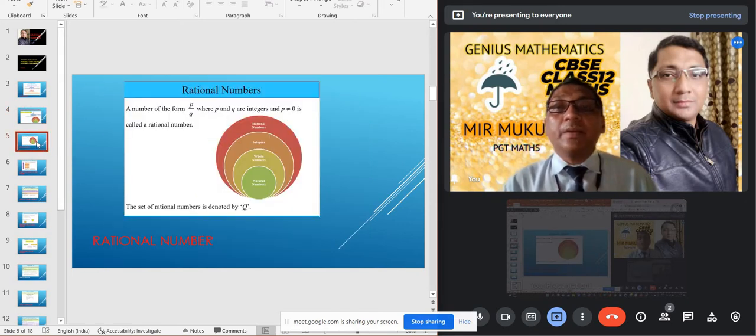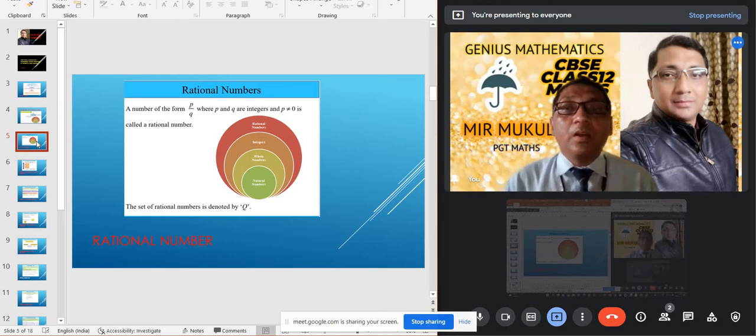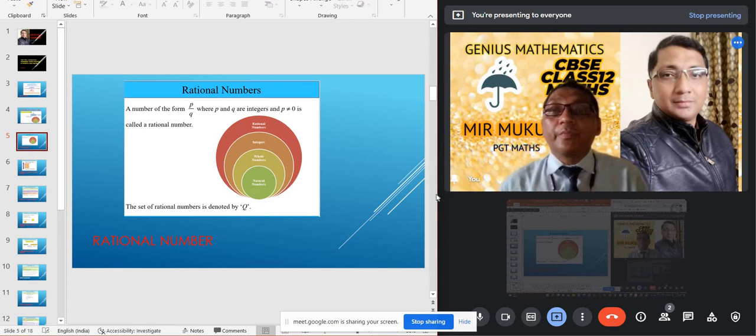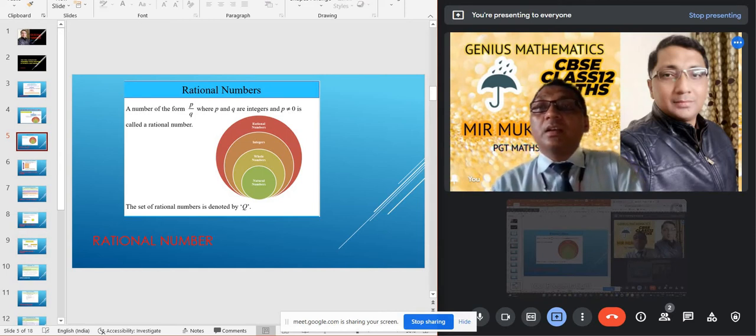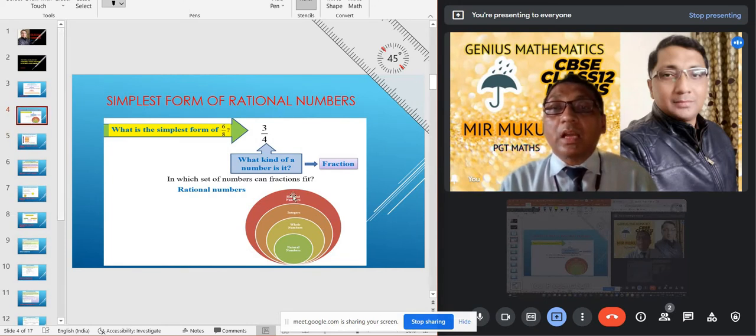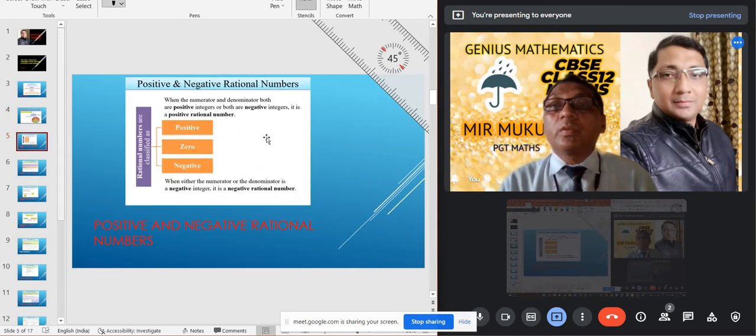Now see next slide. What is rational number? A number of the form p by q, where p, q are integers and q not equal to 0. Here it is not p. So please correct it. It should be q. Q should not be 0. It's called a rational number. Rational number we discussed. Okay.